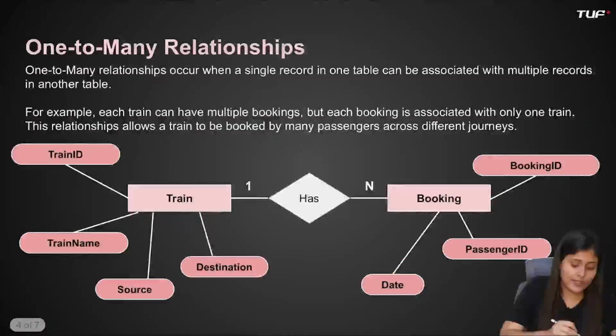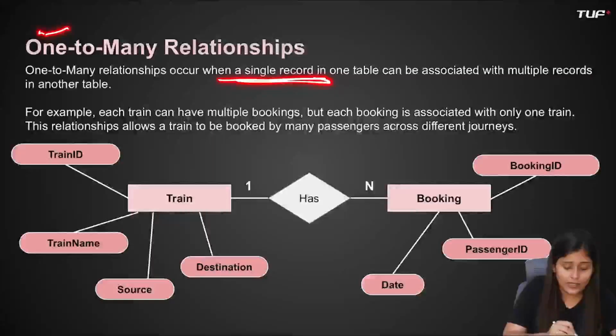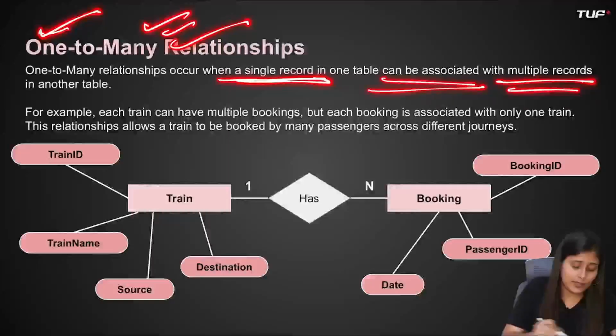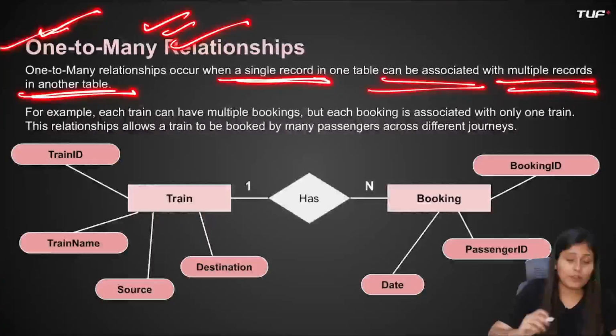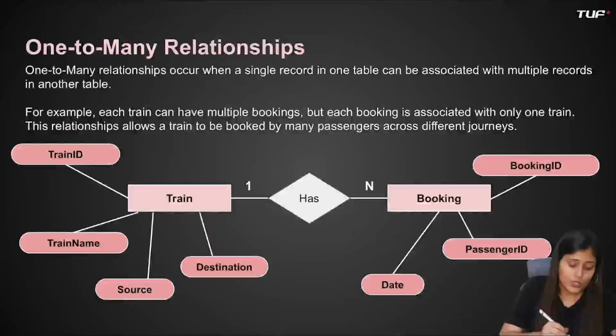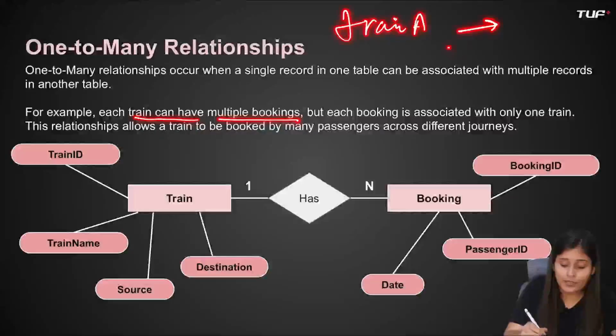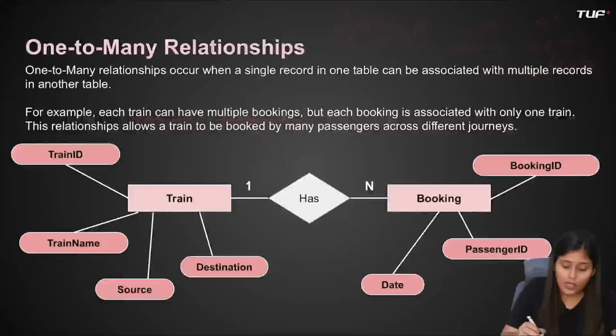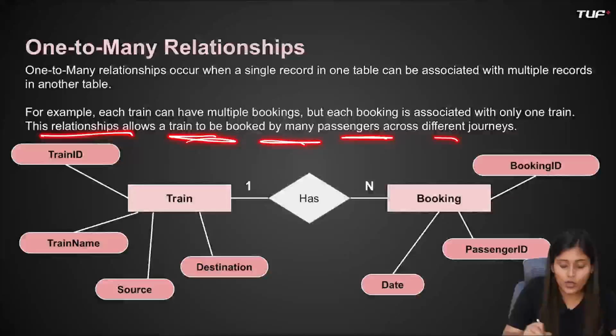Next is one-to-many relationship. In this, a single record can be associated with multiple records in another table, which gives a one-to-many relationship. For example, each train can have multiple bookings. For one train A, we can have 100 or thousands of bookings. So this shows a one-to-many relationship. This relationship allows a train to be booked by many passengers across different journeys.